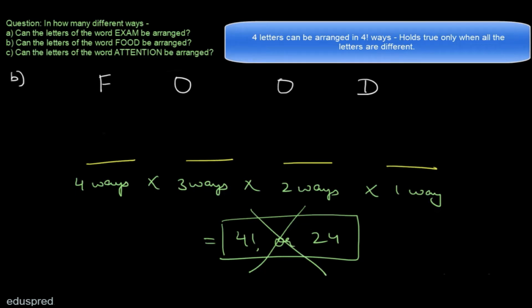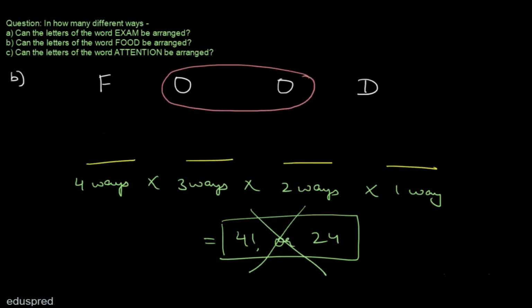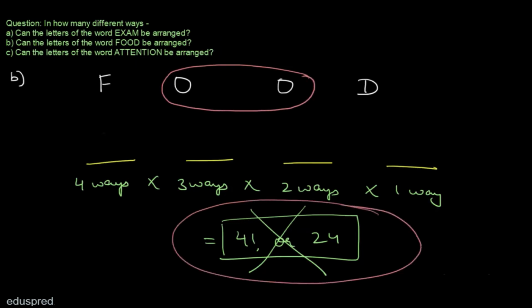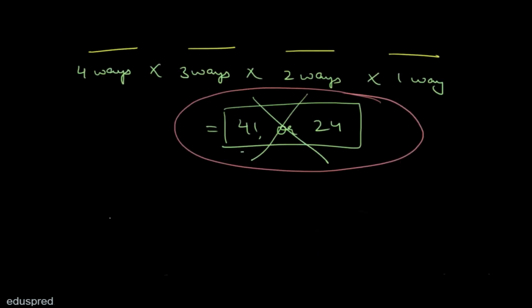The answer is that we have 2 O's here, and these 2 O's change the entire game. To understand why this method is not right, let's make a small change here. Let's say that these 2 O's are different. So let's say that this is O1 and this is O2. So that means the word that we have is F, O1, O2, D.